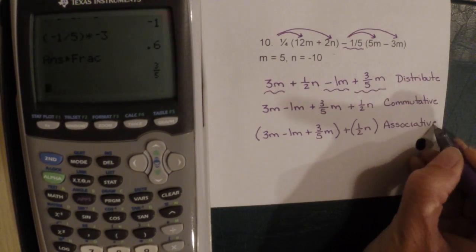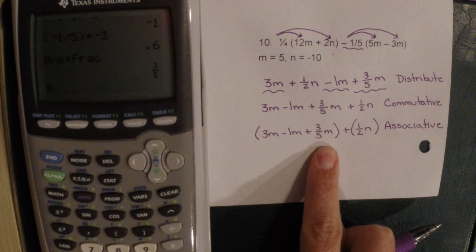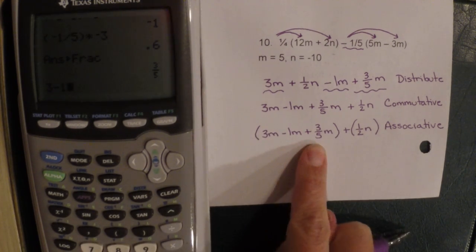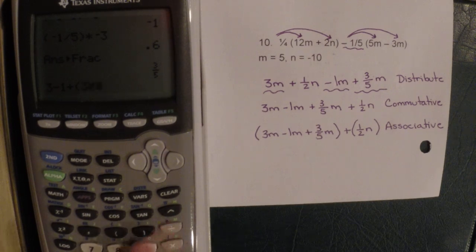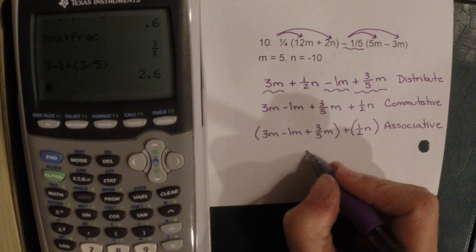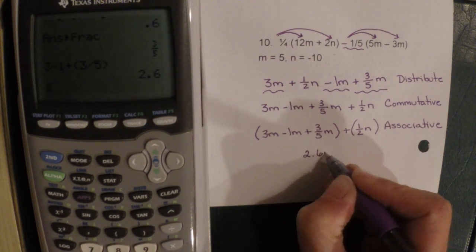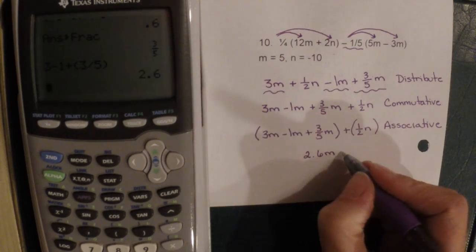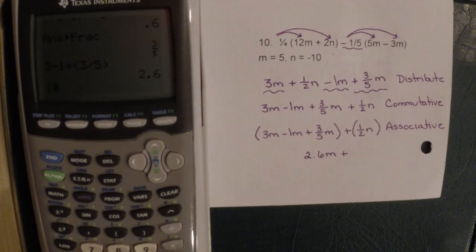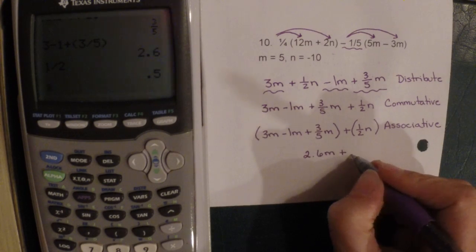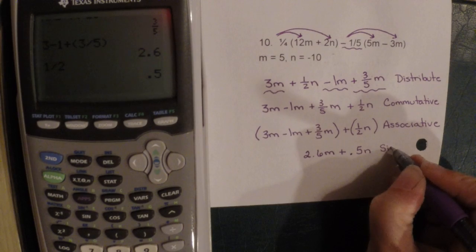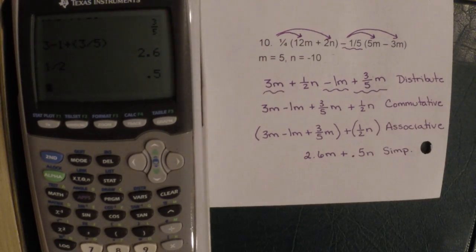So now I'm ready to simplify. Again, I could use my calculator. 3 minus 1 plus, and then parentheses, 3/5. And it says 2.6. This time I am going to leave it as a decimal. I should have done that in the first place. And then we would have plus, and then 1/2 as a decimal is 0.5. So 0.5 n. So this is your simplified expression.